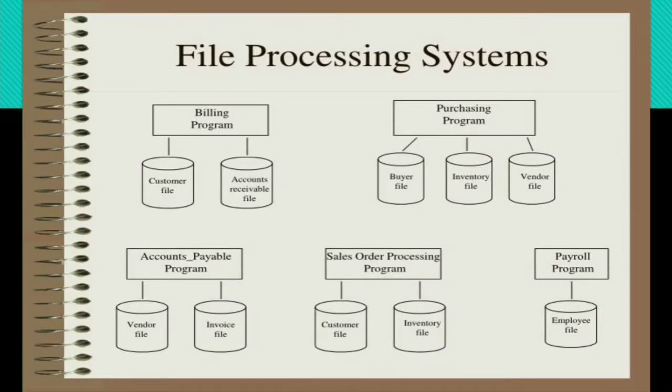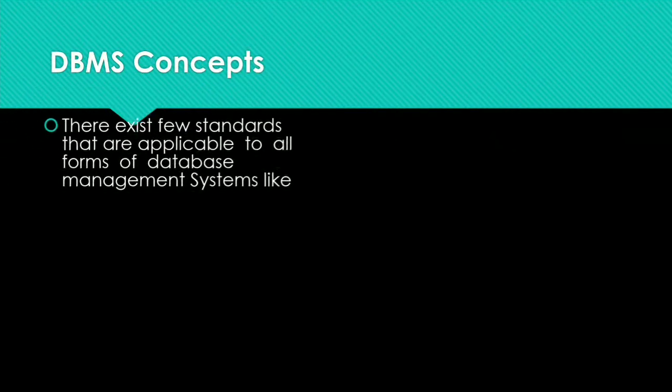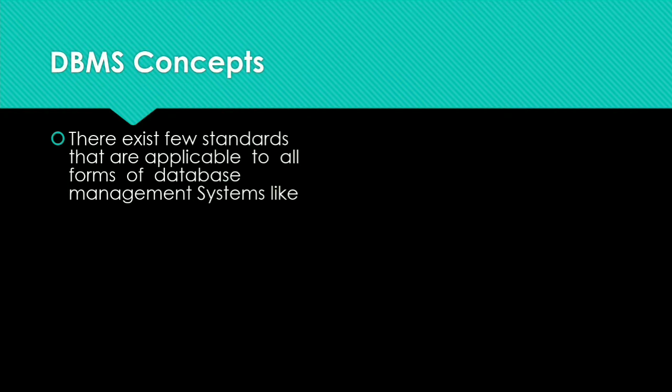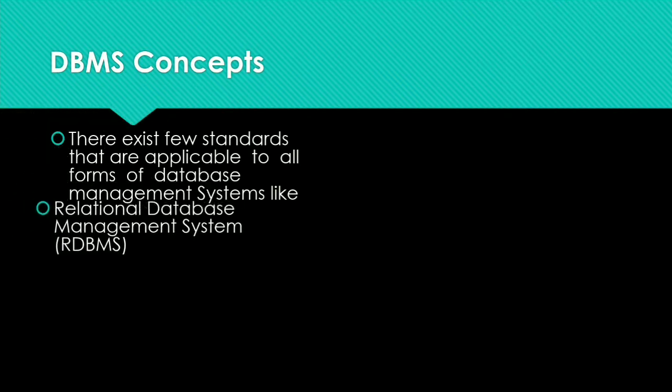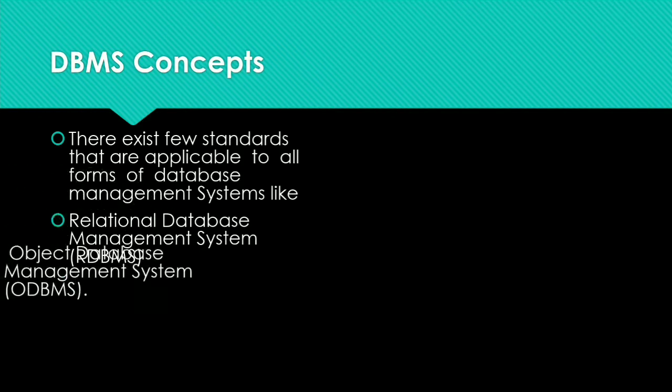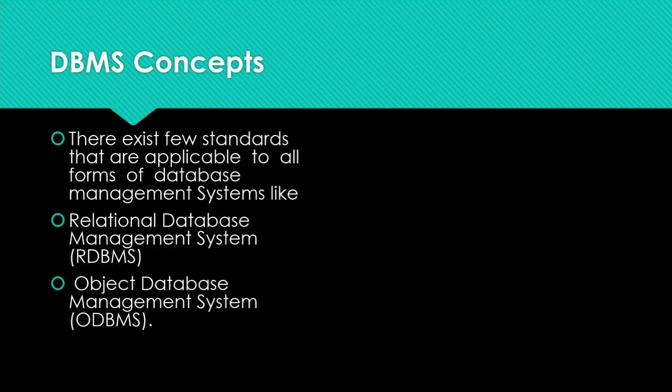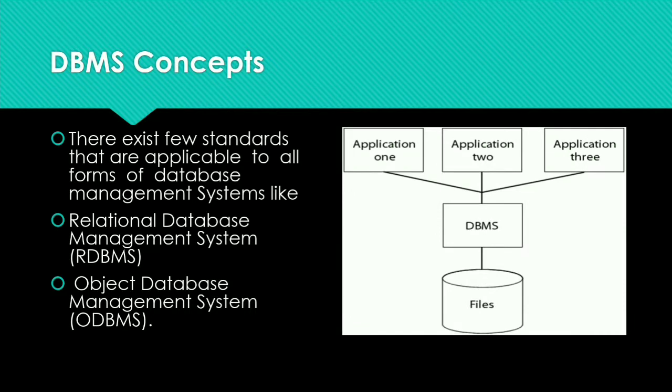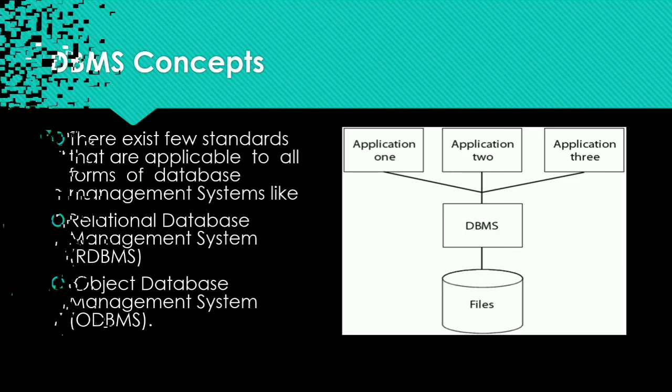Now look at this example. It is a file processing system. In this system, the same file is used in multiple places. So this is how we waste the memory space, and always we depend on higher memory space. To overcome this limitation, we introduced DBMS concepts. There are a few standards that are applicable for all types of database management system like RDBMS and ODBMS. They are not going to duplicate files. Instead they are going to share the same data, which avoids many limitations.